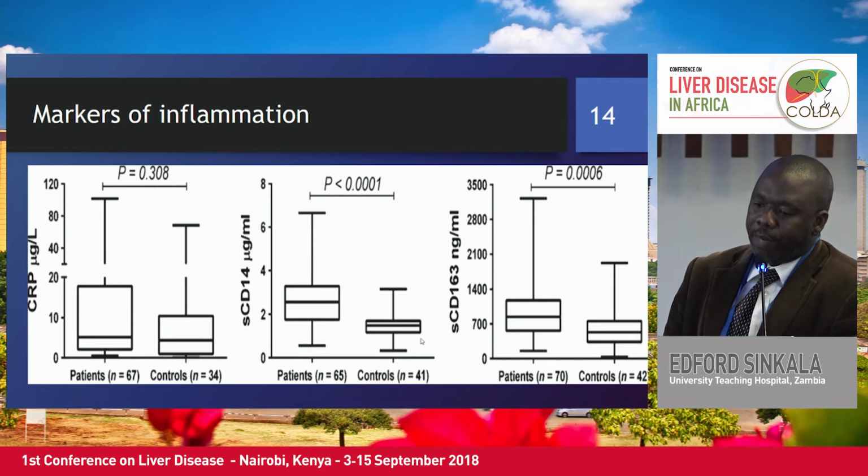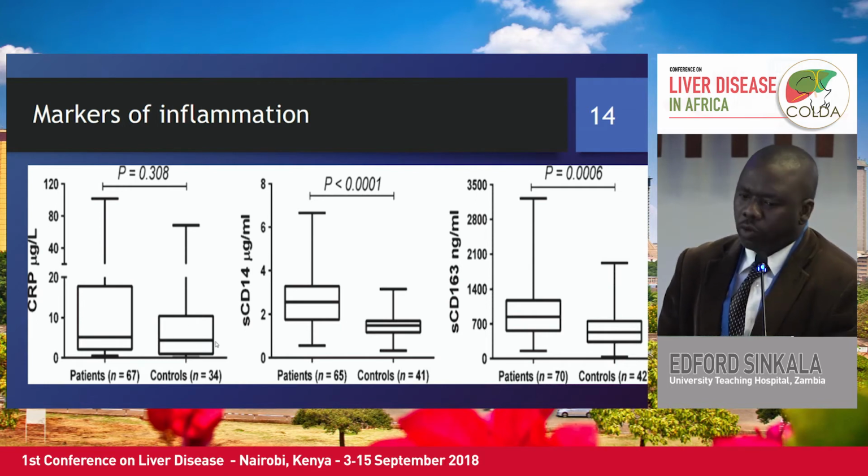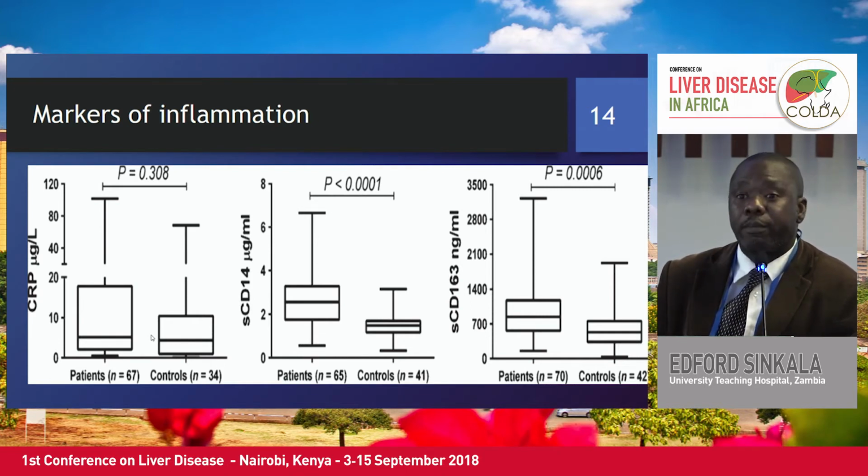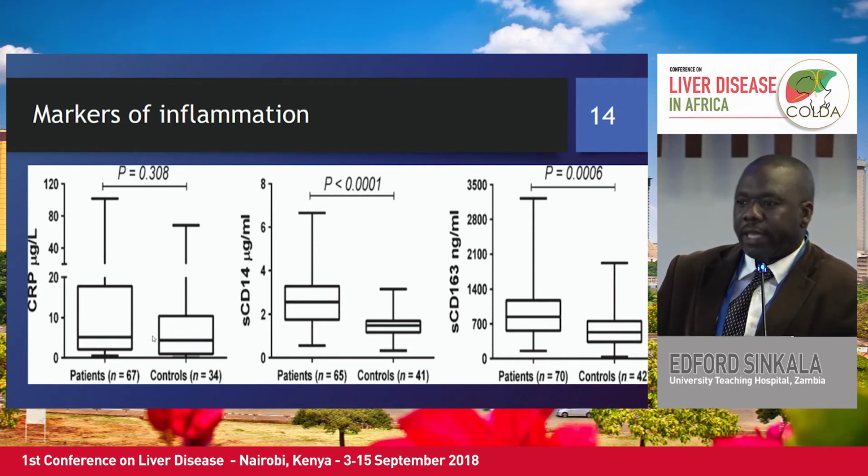The other inflammatory markers like soluble CD14 and soluble CD163, which is a marker of Kupffer cell activation, were increased. But look at CRP. CRP was quite comparable in cases and controls. And we all know that CRP is an acute reactant molecule. So meaning that these patients have chronic infection, and they didn't have an acute infection.